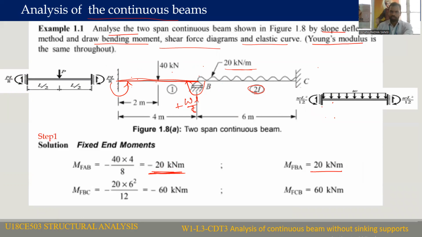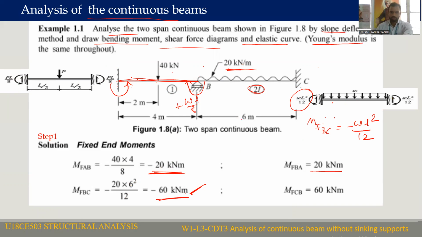Now coming to the BC span, the fixed end moment due to loading can be calculated as WL square by 12. So MFBC will be equal to minus WL square by 12. We substitute W is equal to 20 kilonewton per meter and L value 6. You are going to get minus 60 kilonewton meter.